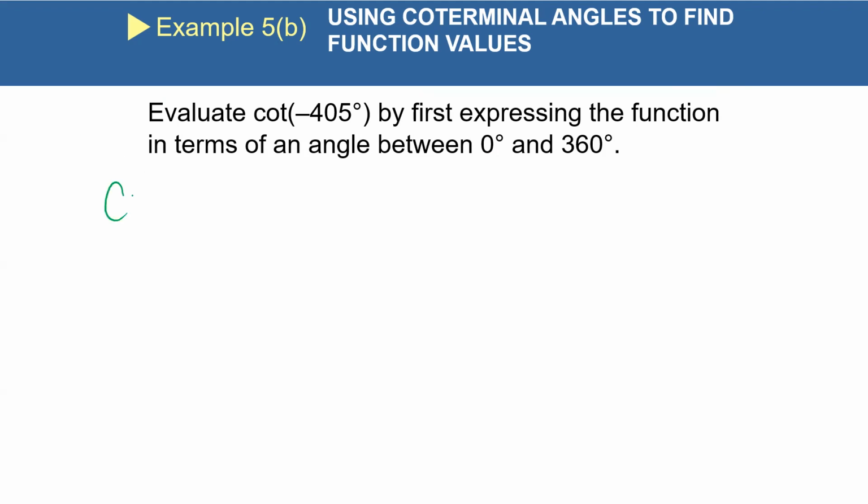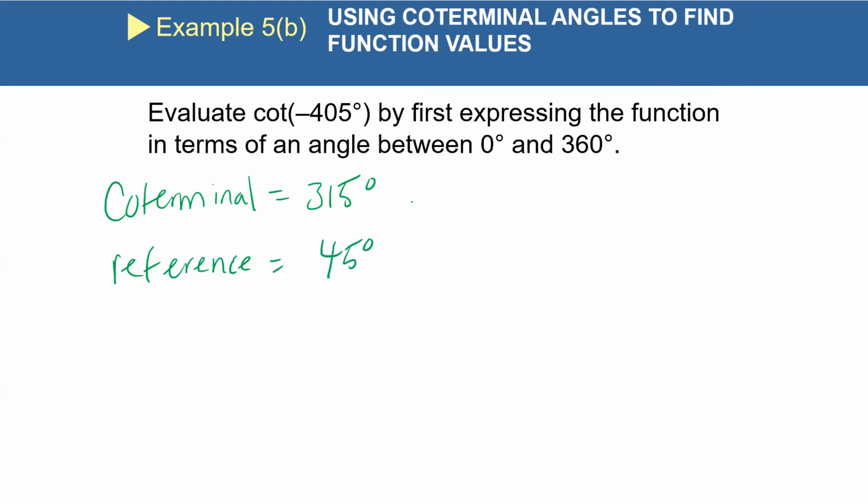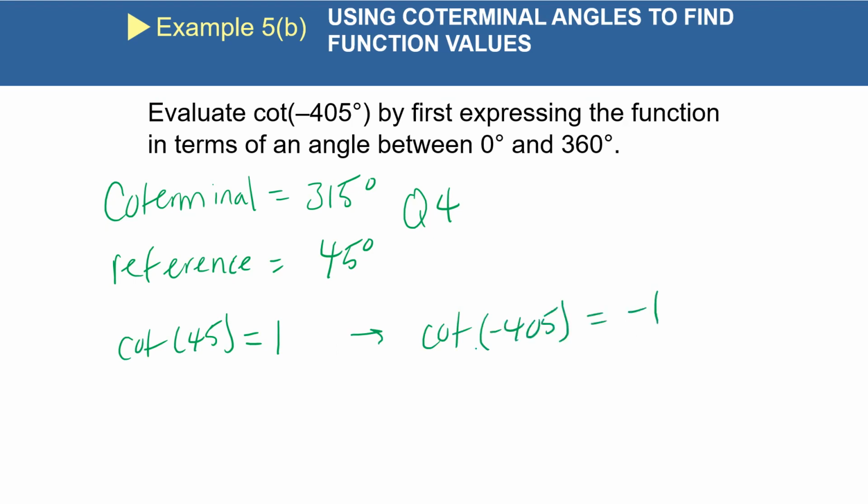What is my coterminal? 315. Okay, since that's my coterminal, what is my reference? Equals 45 degrees, but we're in what quadrant? Quadrant 4. So in quadrant 4, is cotangent going to be positive or negative? Negative. All right. So what is the cotangent of 45? Well, cotangent of 45 is 1. So therefore, the cotangent of negative 405 is going to be negative 1.